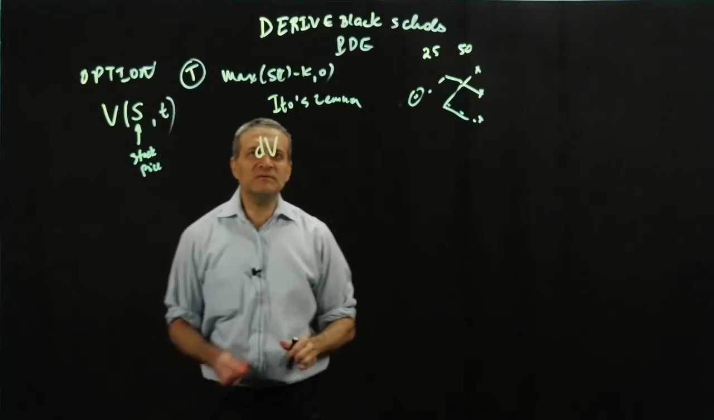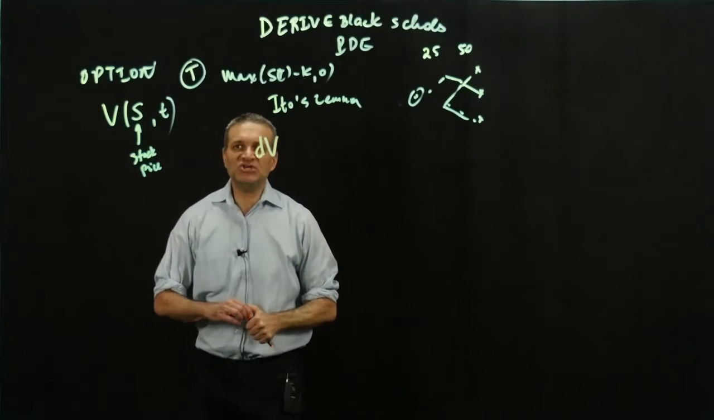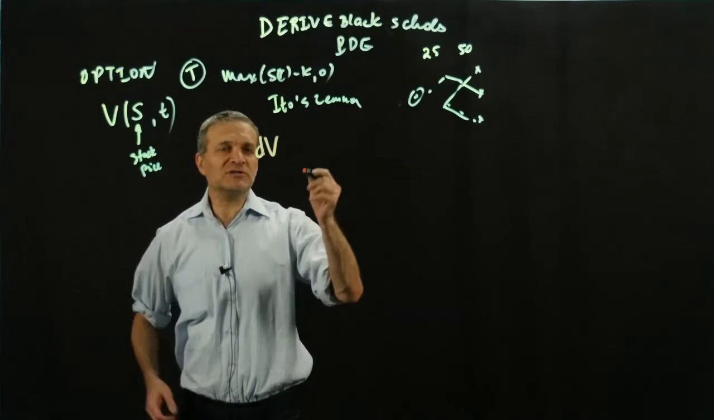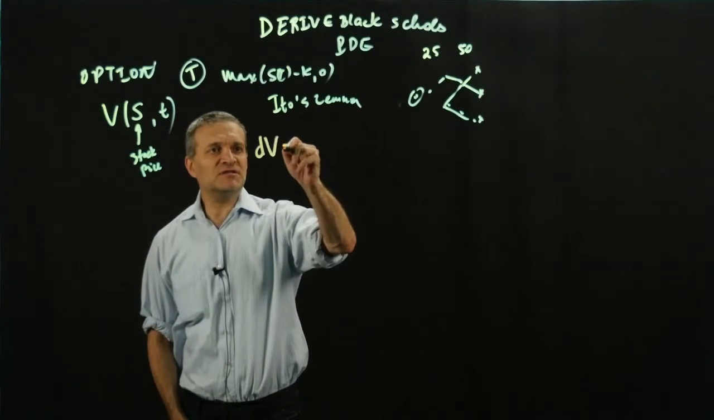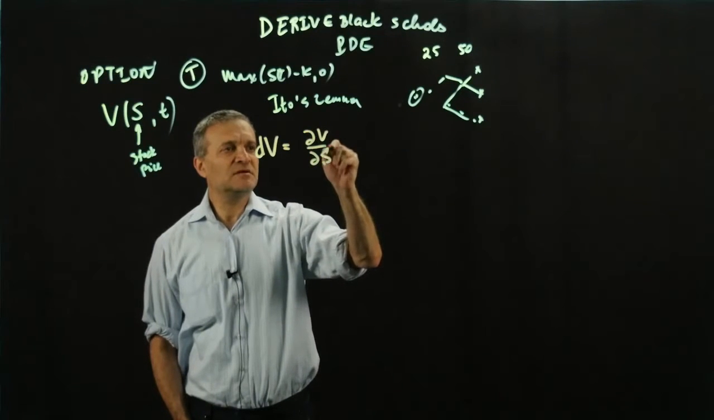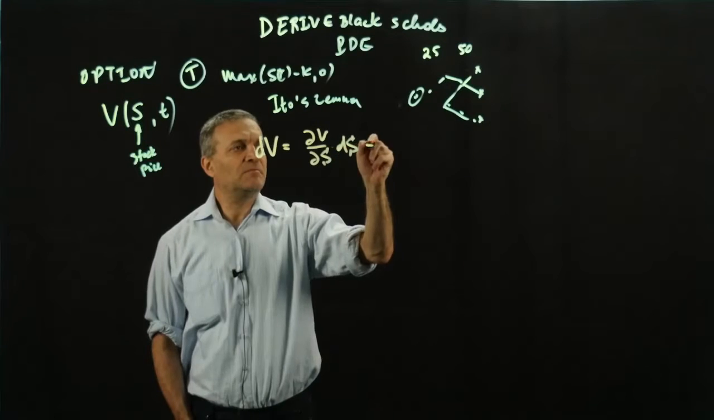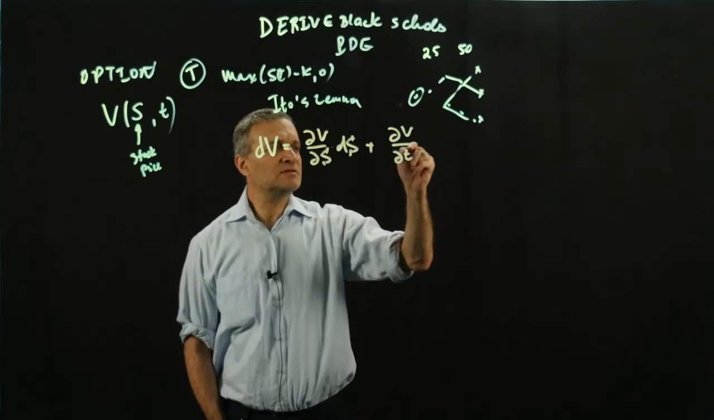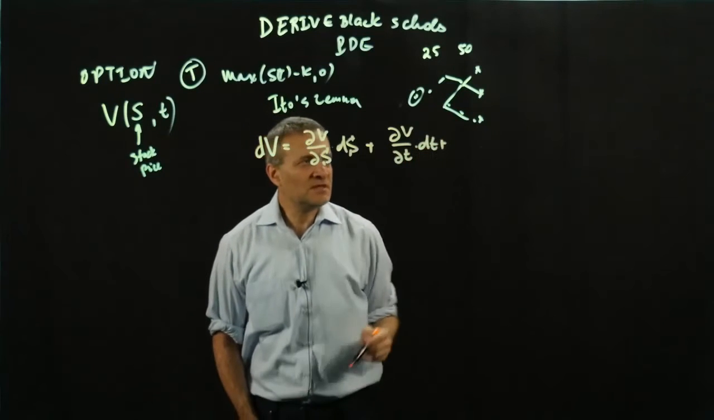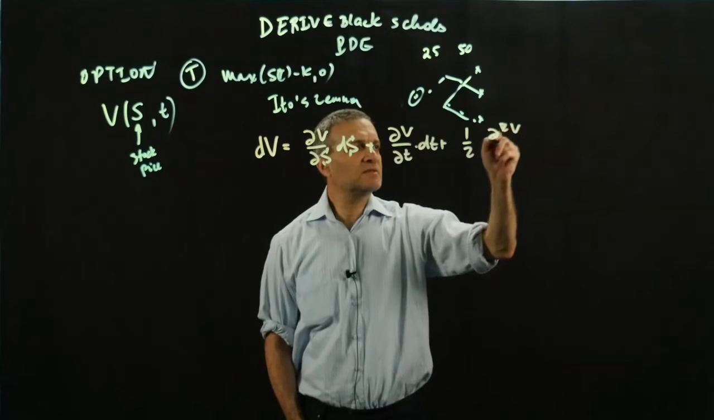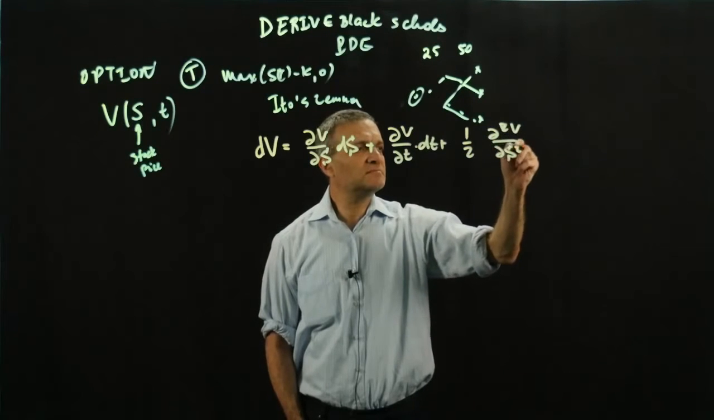So we are going to start by looking at dV, which is the change in the price when the stock moves. We know Ito's lemma, and we know that this is going to be ∂V/∂S times dS, plus ∂V/∂t times dt, plus one half ∂²V/∂S² times dS squared.